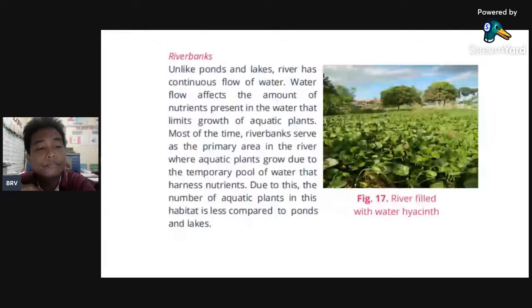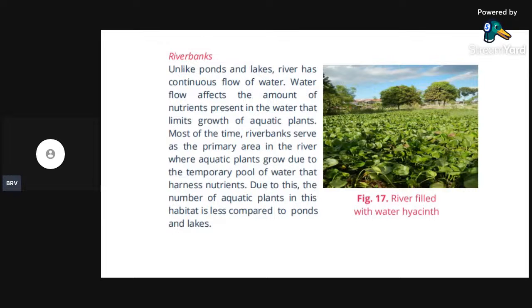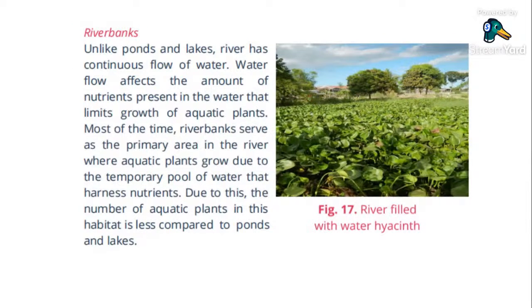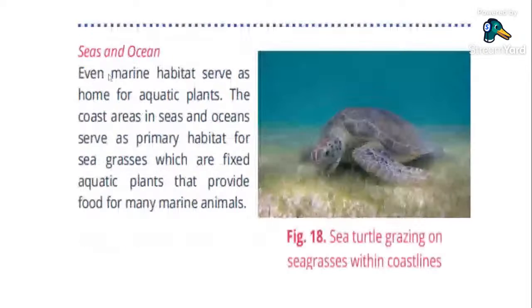Then next tayo, seas and oceans. So kining seas and oceans, they serve as habitat for aquatic plants. The coast areas in seas and oceans serve as primary habitat for sea grasses, which are fixed aquatic plants that provide food for many marine animals.